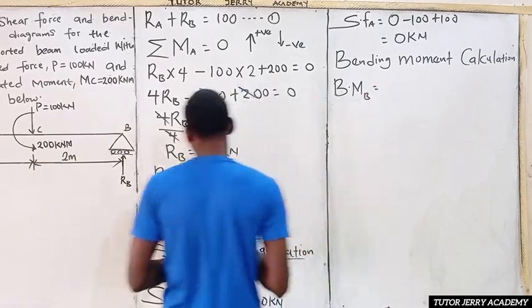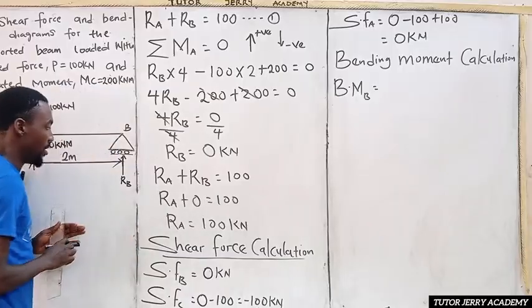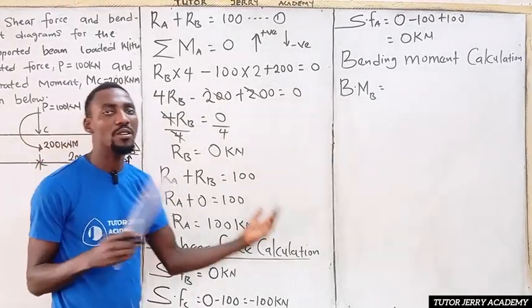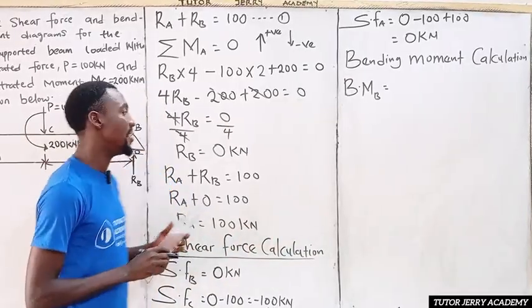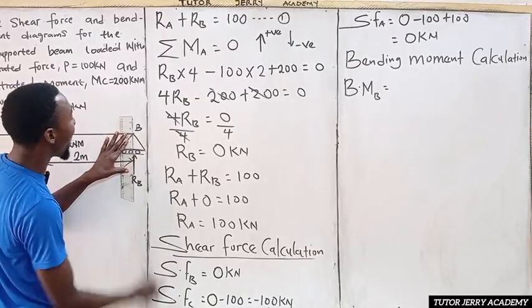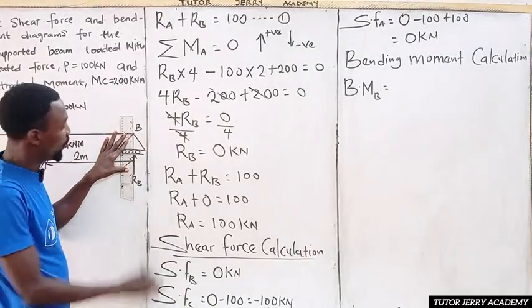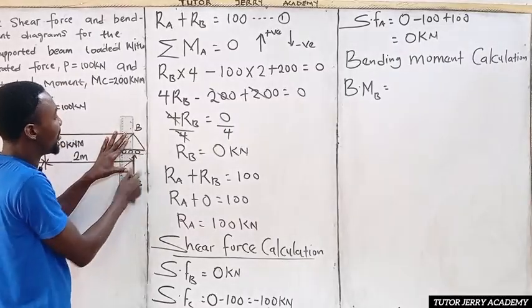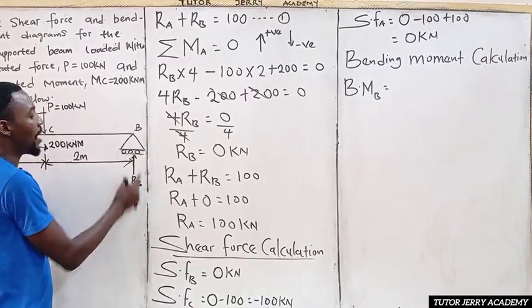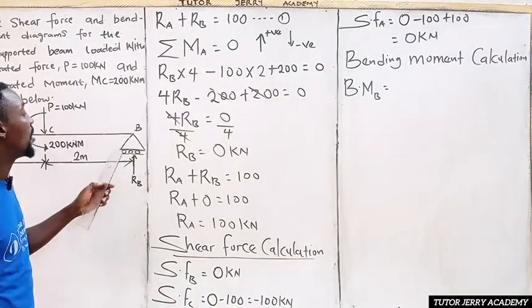Now, bending moment at point B. If we stand at this point, we know bending moment is nothing but the product of force and the perpendicular distance. So if we stand at point B now, we don't have distance here. We just have only this force here, no distance. So it means that we only have RB here, and our RB is 0.